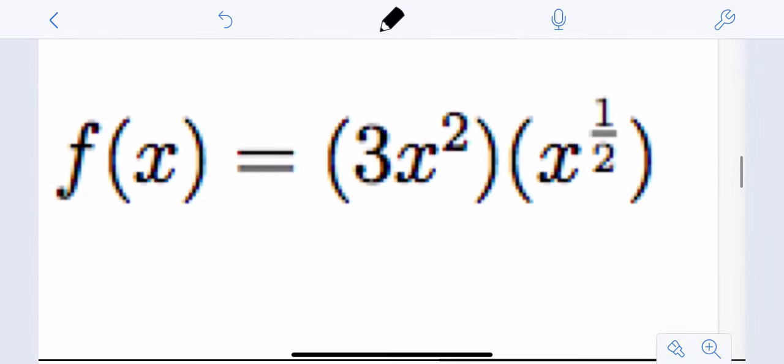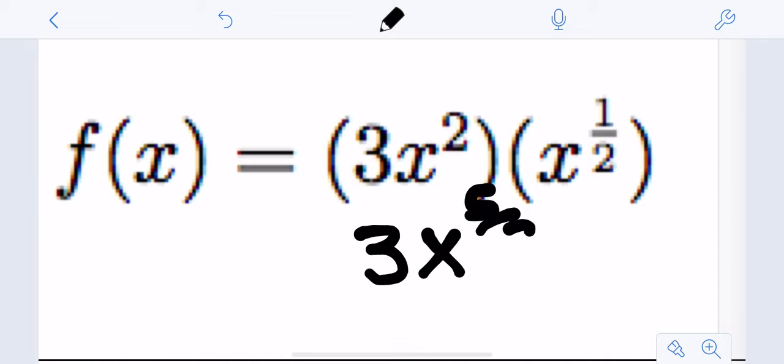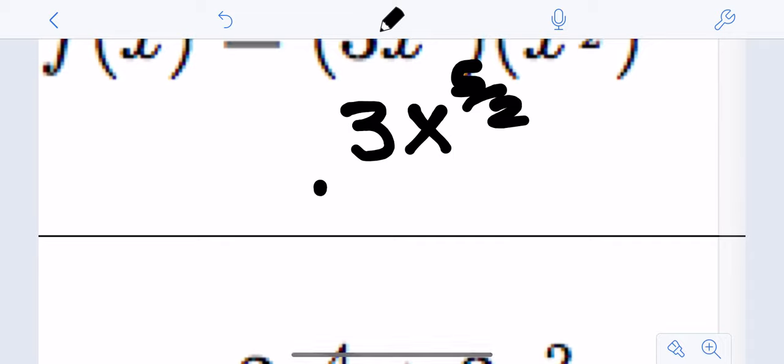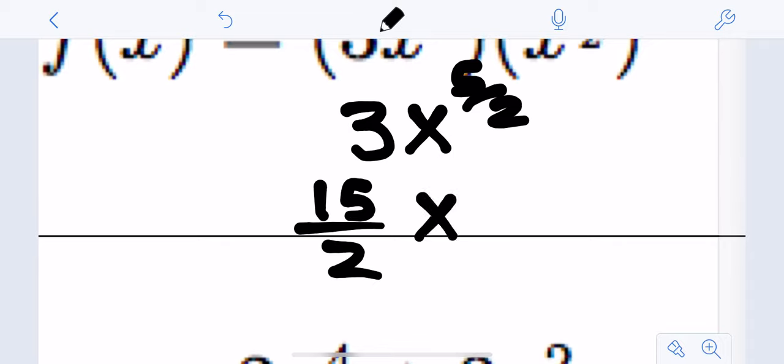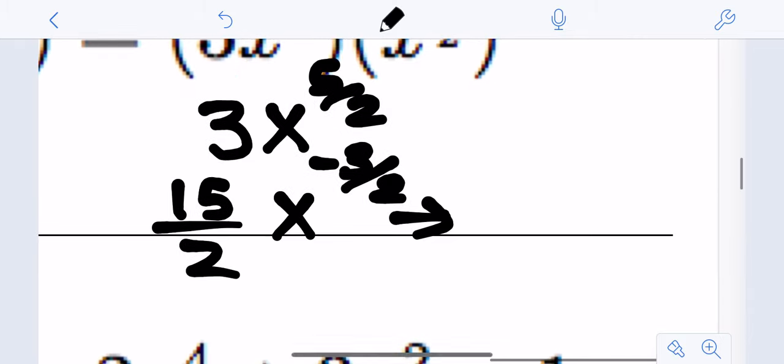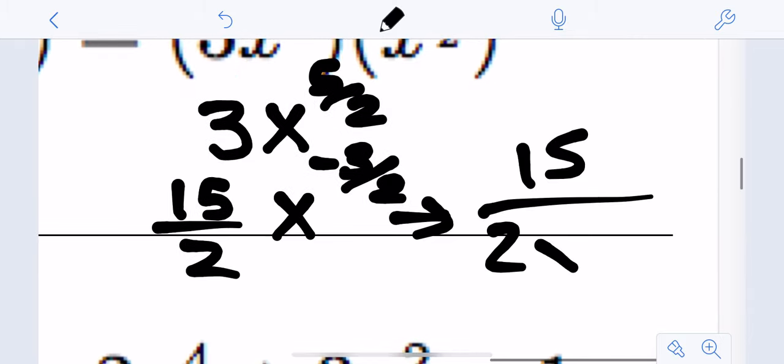Same thing with this one. I see here that I could multiply these before I take the derivative. Same base, so I can add the exponents. And then from there, this would be 15 over 2 x to the negative 3 over 2. And you can move that down to your denominator. So 15 over 2 x to the 3 halves.